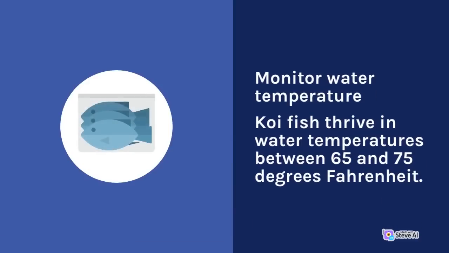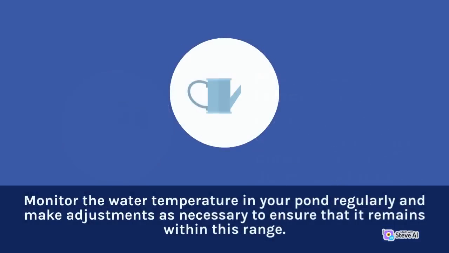Monitor water temperature. Koi fish thrive in water temperatures between 65 and 75 degrees Fahrenheit. Monitor the water temperature in your pond regularly and make adjustments as necessary to ensure that it remains within this range.